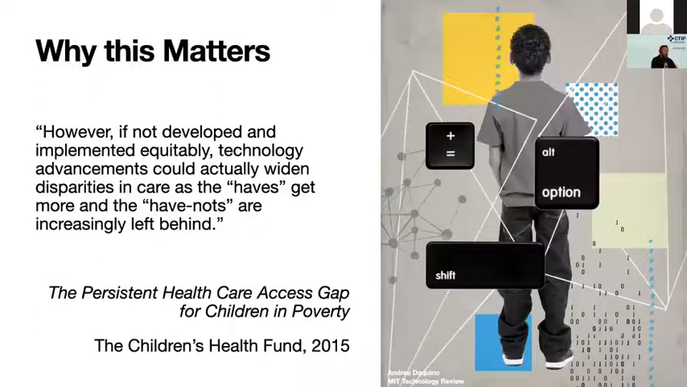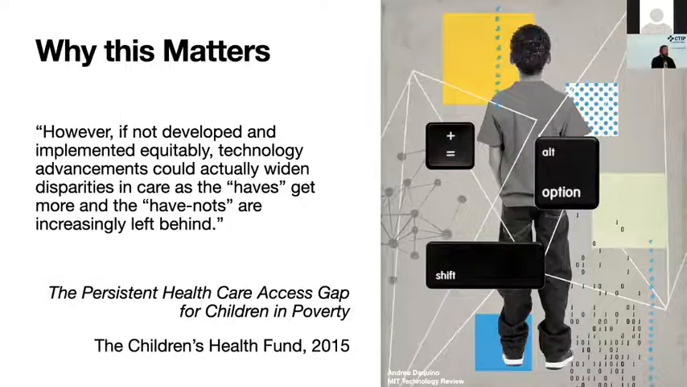So why does all this matter to an informaticist like me? And I really love this. The Children's Health Fund released this report called the Persistent Healthcare Access Gap for Children in Poverty. And I will read it to you because I like it that much. It says, however, if not developed and implemented equitably, technology advancements could actually widen disparities in care as the haves get more and the have-nots are increasingly left behind. And this is 2015, way before the phrase digital divide was coined. And so I think it was really prescient, and they were early on, as I'd like to think that a lot of pediatrics is.